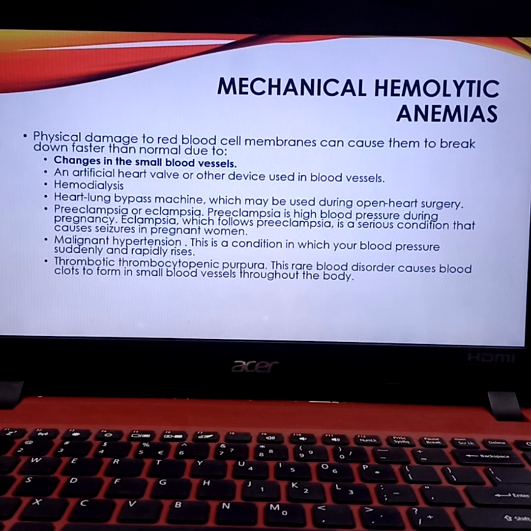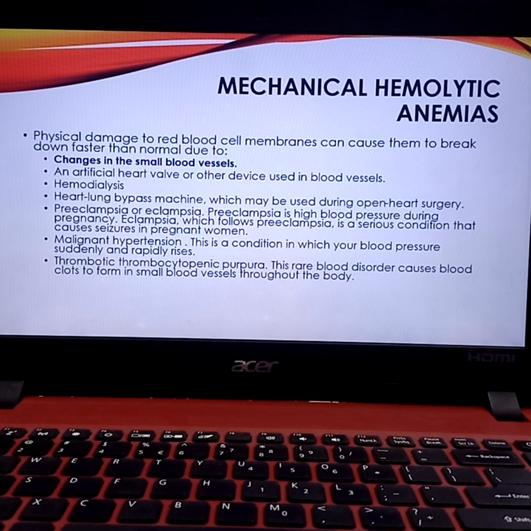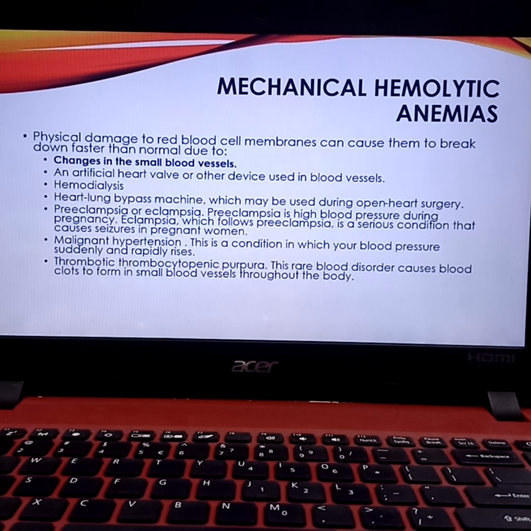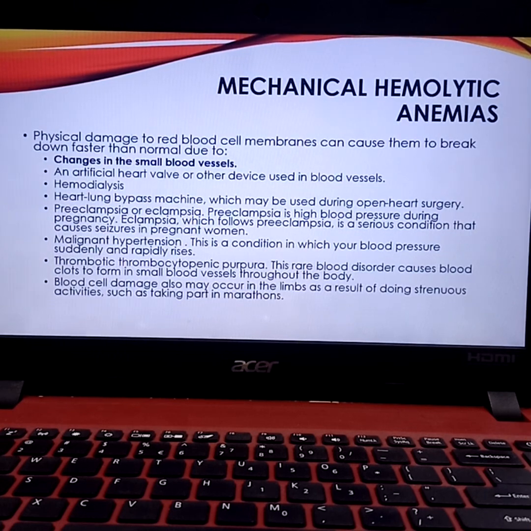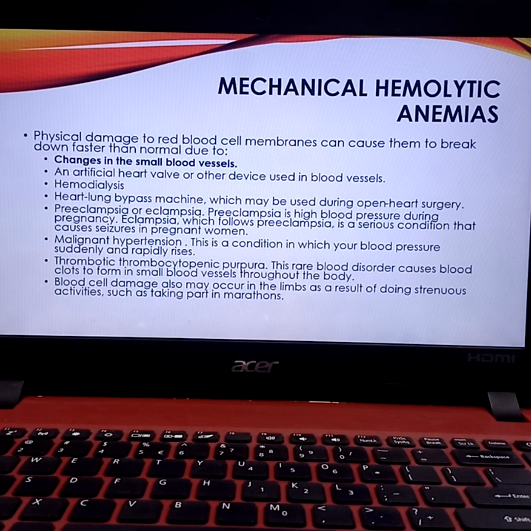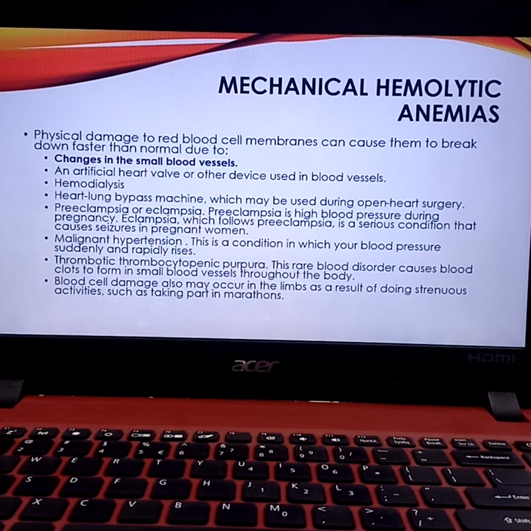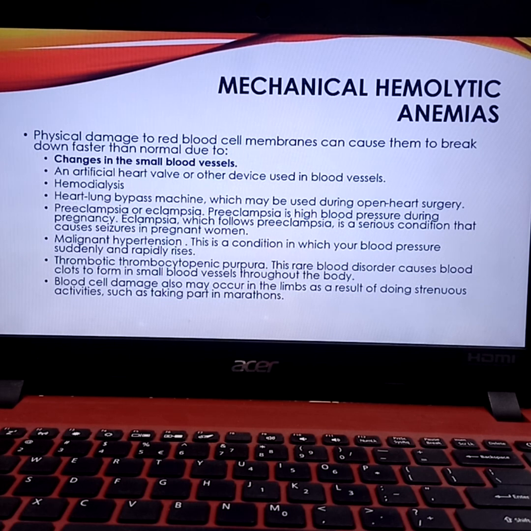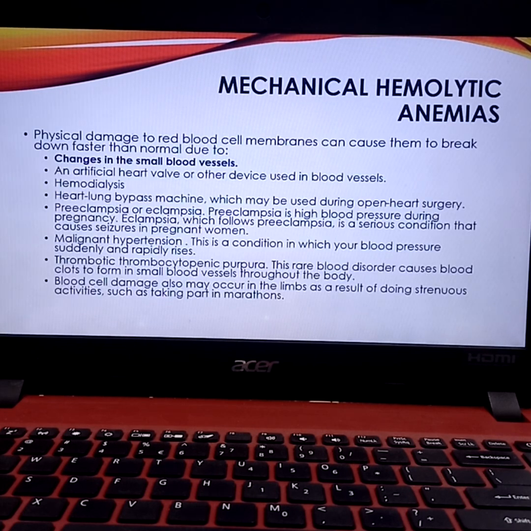So take note that if a person bleeds, there is a decreased amount of blood. Hence, the patient will be diagnosed with anemia as well. Blood cell damage also may occur in the limbs as a result of strenuous activities, such as taking part in marathons, which may lead to destruction of your blood cells.